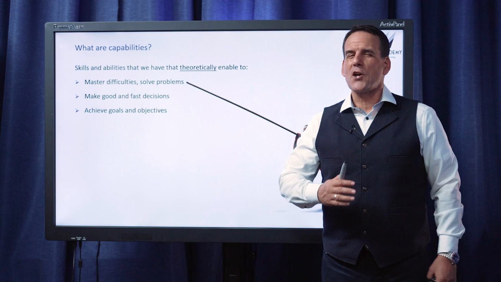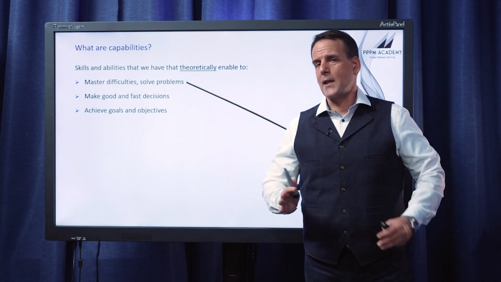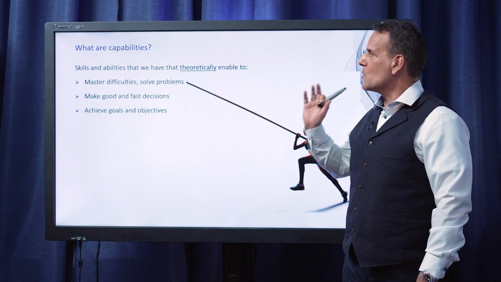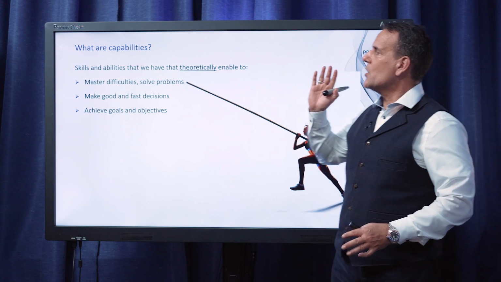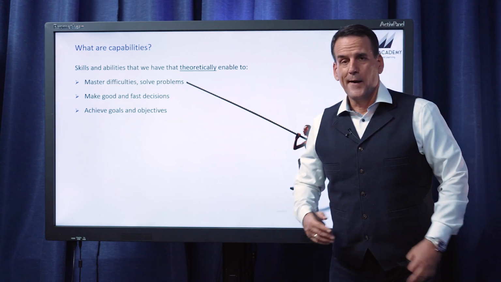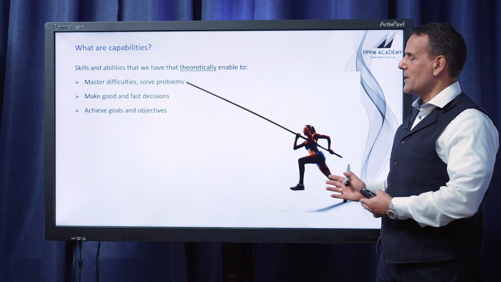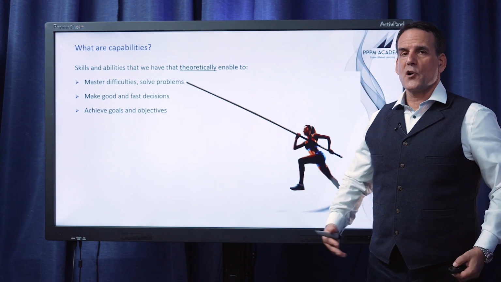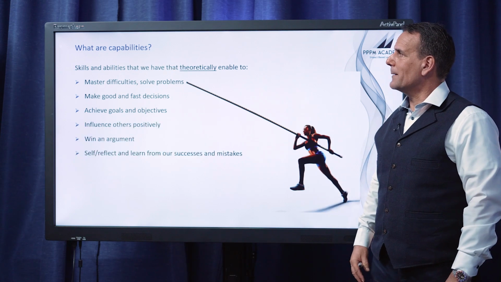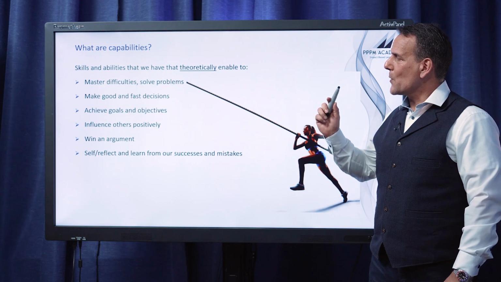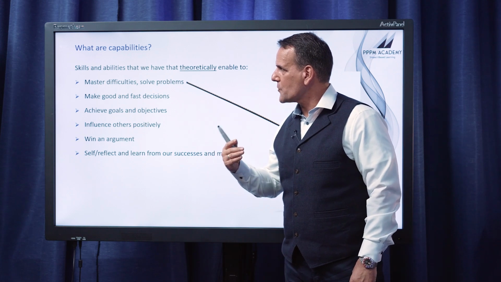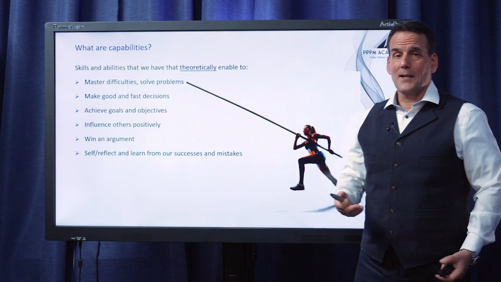So what are capabilities, often also called competencies? I prefer the word capabilities, but some people refer to it as competencies. Skills and abilities that have theoretically the possibility of enabling you to master certain difficulties, solve problems, make good and fast decisions, and achieve goals and objectives. You need a certain capability or competency to do a pole vault. What those are specifically: speed, running, holding the pole, arching your back, any number of different things would come into play. Skills and abilities that also have the possibility of influencing others positively. So in interaction or communication, those are also capabilities. To win an argument, that's a capability, right?